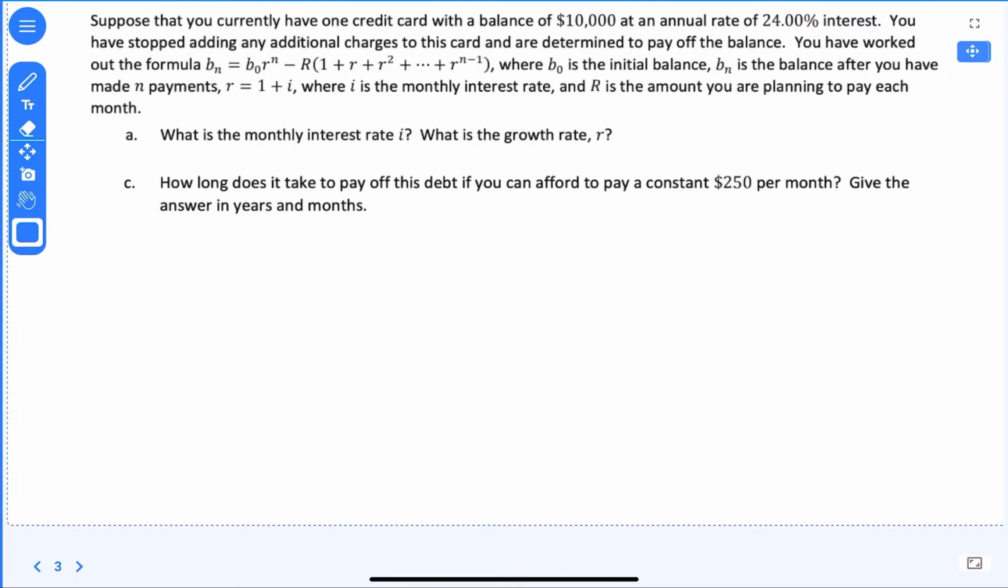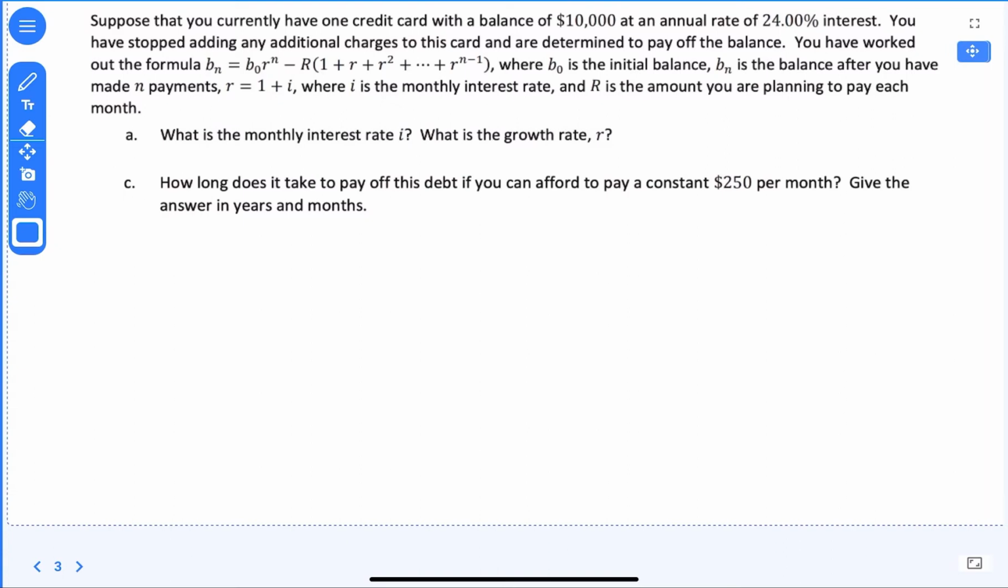Okay. Page 3. This says, suppose you currently have one credit card with a balance of $10,000 at the annual rate of 24% interest. You have stopped adding any additional charges to the credit card and are determined to pay off the balance. You have worked out the formula, where B is the initial balance, B of N is the balance after you have made N payments. R is equal to 1 plus I, where I is the monthly interest rate, and R, capital R, is the amount you're planning to pay each month.